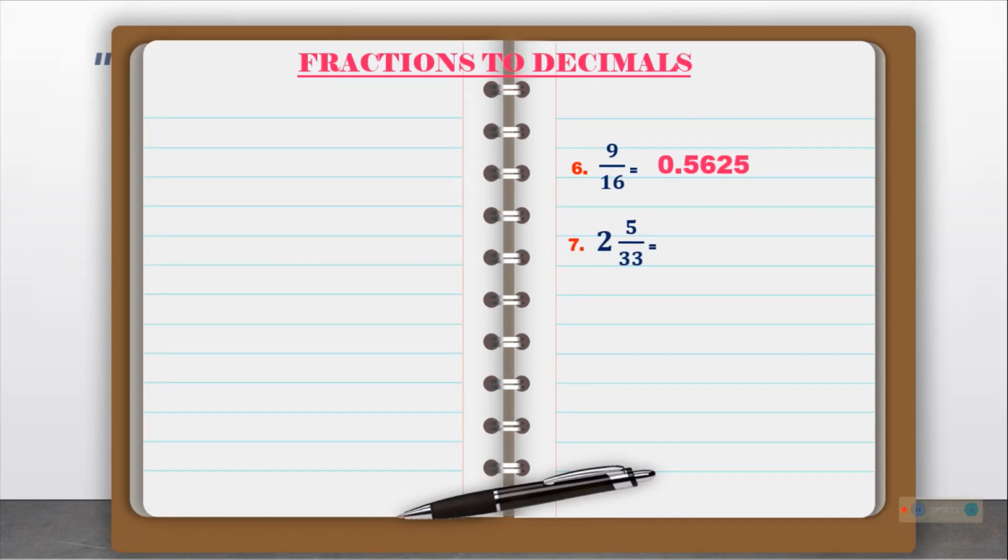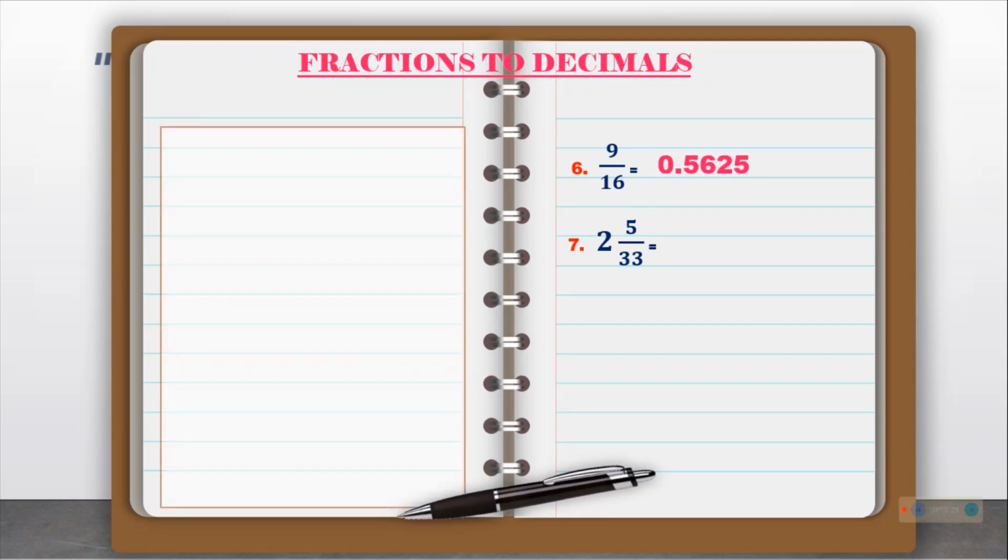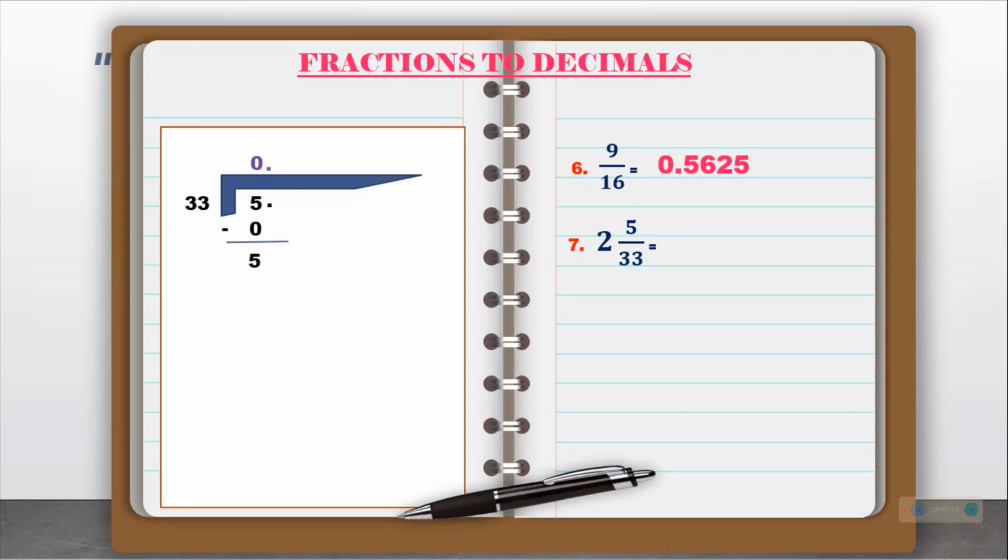Next, number 7. We have mixed numbers. So we will divide only the 5 over 33, the fraction only. So yung whole number, i-add na lang natin siya. So 5 divided by 33. So 0. And then we will add decimal point and then 0. Bring down 0. So 5, it will become 50. 50 divided by 33 is 1. 1 times 33 is 33. So 50 minus 33 is 17.